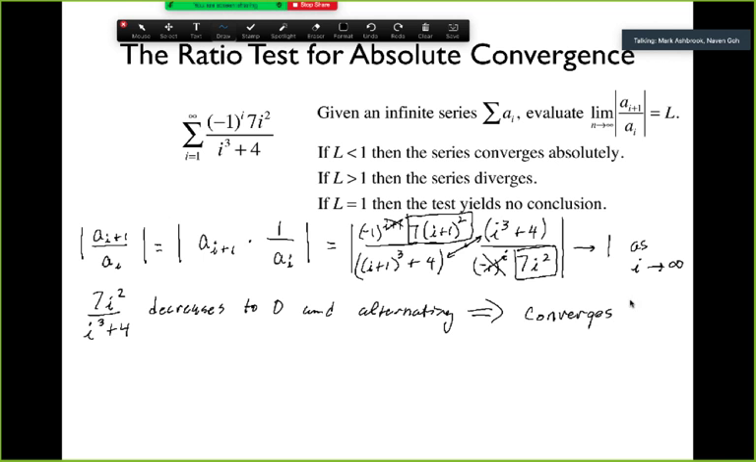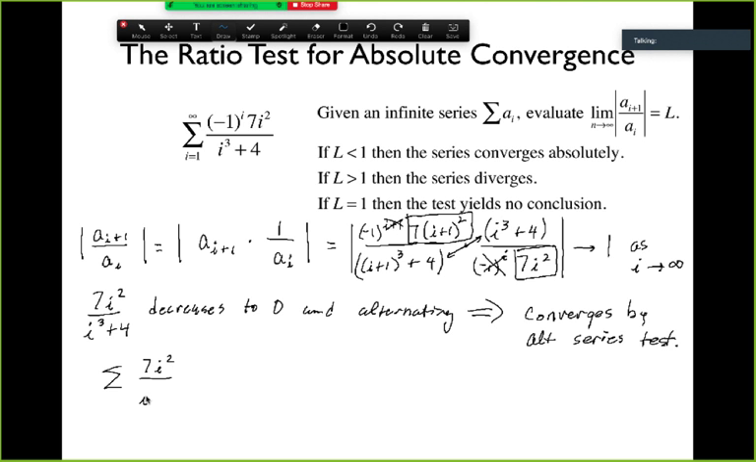Yes, this converges by the alternating series test. It meets the requirements of the alternating series test. We have positive terms that decrease, and the limit is 0, and it alternates, therefore it converges by the alternating series test. Now the question is, does it converge conditionally or absolutely?